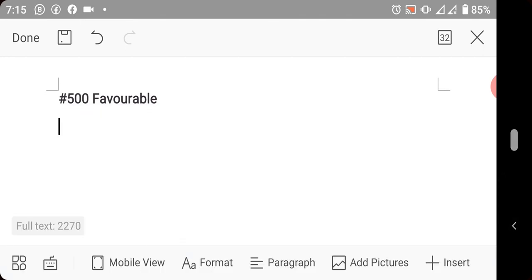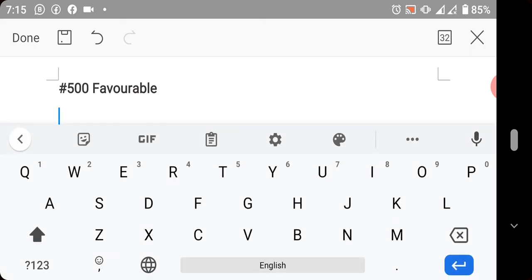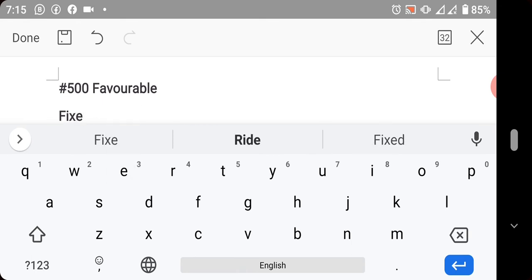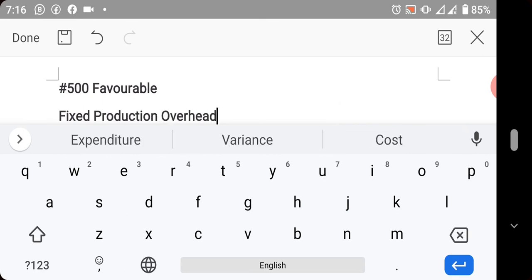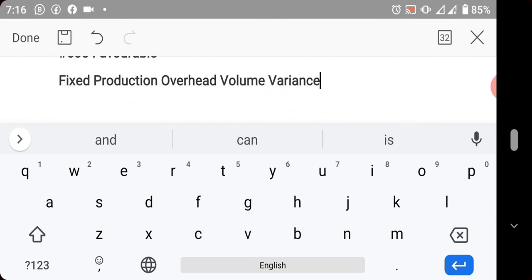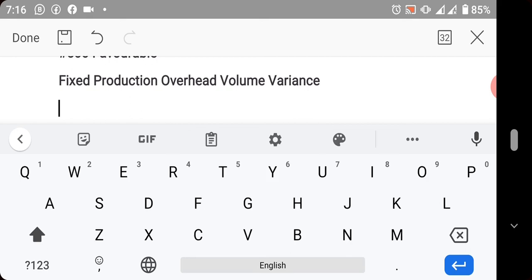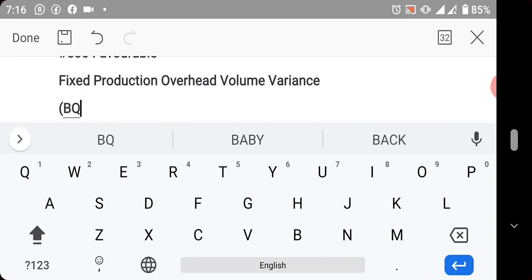Is to calculate your fixed production overhead volume variance. How do you do it? So you come here, fixed production overhead volume variance. The formula is very simple. The formula is very simple. It says budgeted quantity minus actual quantity, times standard rate. That was what it said.